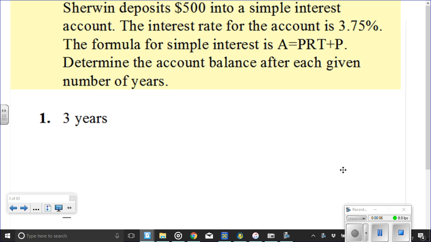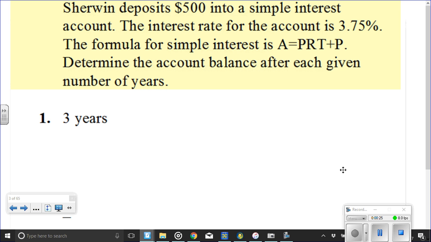And today we're looking at simple and compound interest. Okay, now with the simple interest, there's a formula. There's a couple different formulas. I prefer this one. This is your amount is equal to your principal times your rate times your time, and then add your principal in again.